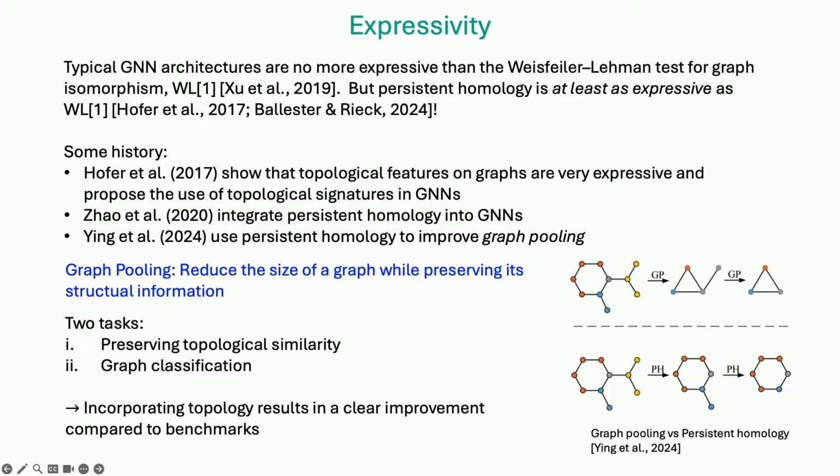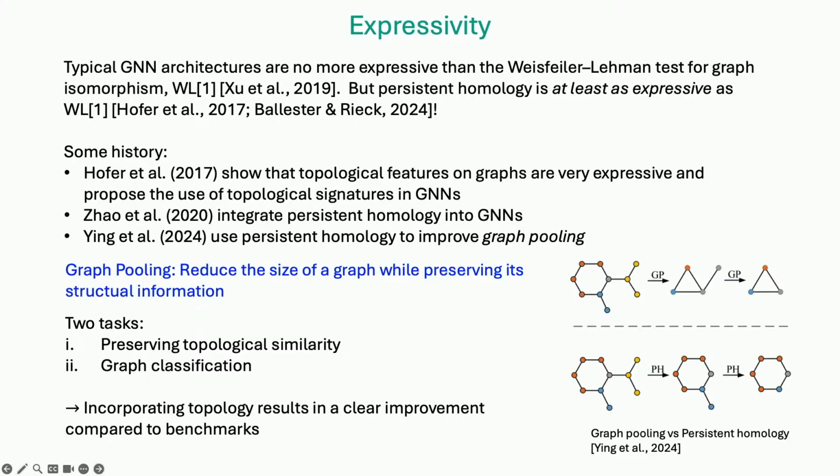Again, depending on what you want to do, you can absolutely be skeptical. It can also be too powerful. But I think in this case, if you care about expressivity, persistent homology wins, or it can offer something more.